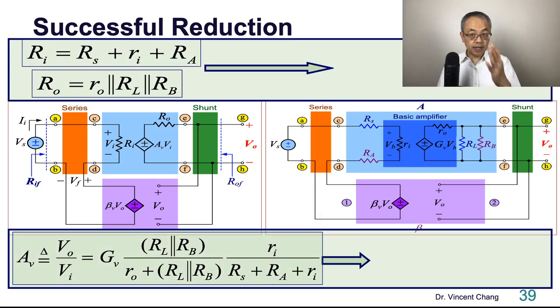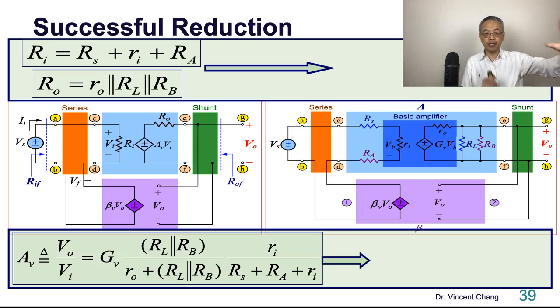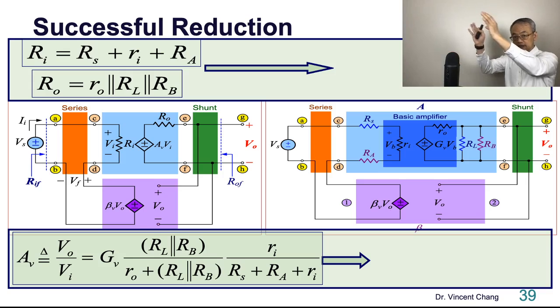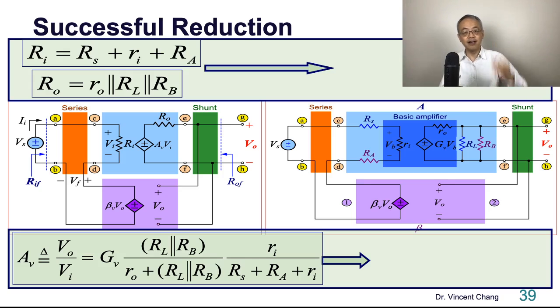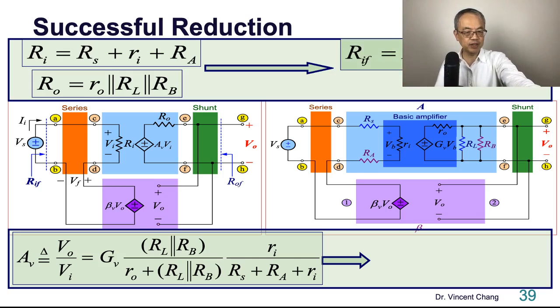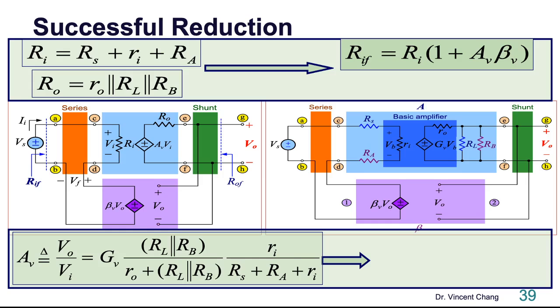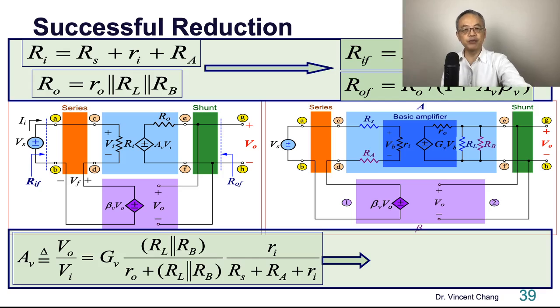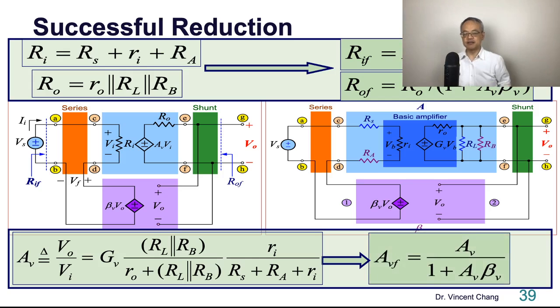Because we have successfully reduced the complication, the practical case, into the ideal one. On the left-hand side is the ideal case. So you can just courageously, boldly apply the simple result from the ideal case because you have done a successful reduction. You can just multiply by 1 plus A beta for closed loop input resistance and divide by 1 plus A beta for the closed loop output resistance. Same thing with the gain relationship.